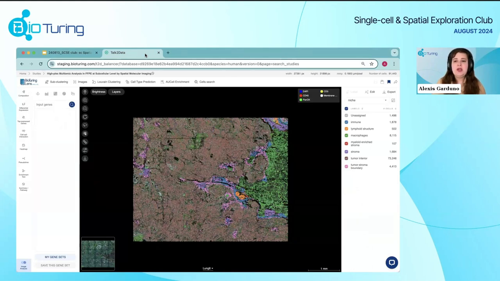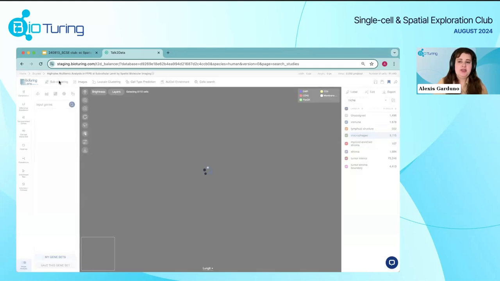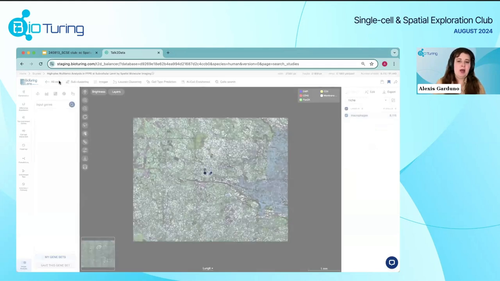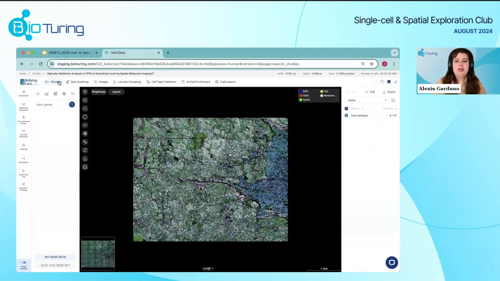So the first thing that we're going to do is subcluster the macrophage label from the niche metadata of the study. When we select the macrophages, you can see directly it's labeled the cells and how it's overlaid in the brown tissue of the tumor. We'll subcluster these so that it isolates any other population that we're not really interested in visualizing and analyzing.